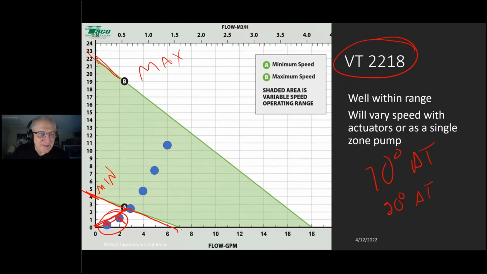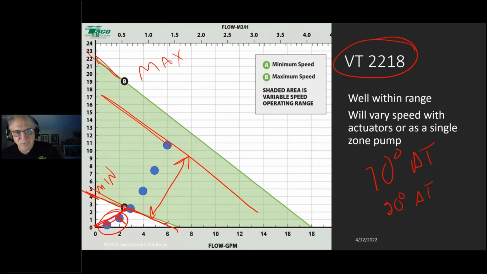That's not horrible. But between here and here, as zones open and close, the circulator will speed up and slow down. It'll also speed up and slow down when used as a zone pump based on the load. The load's going to constantly be changing with the outdoor temperature, right? So this thing's going to speed up and slow down to maintain a delta T when used as a zone pump or when used as a zone valve pump. So it'll work very well in both applications.